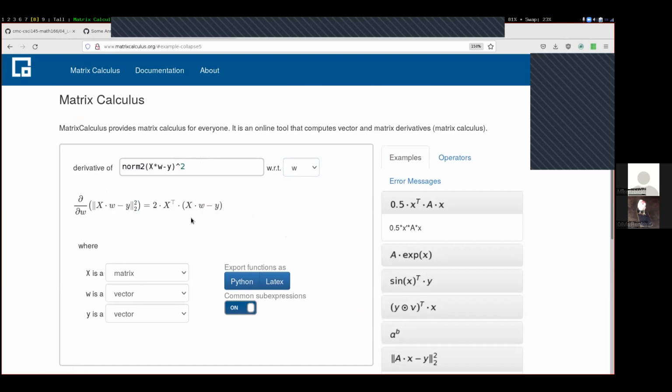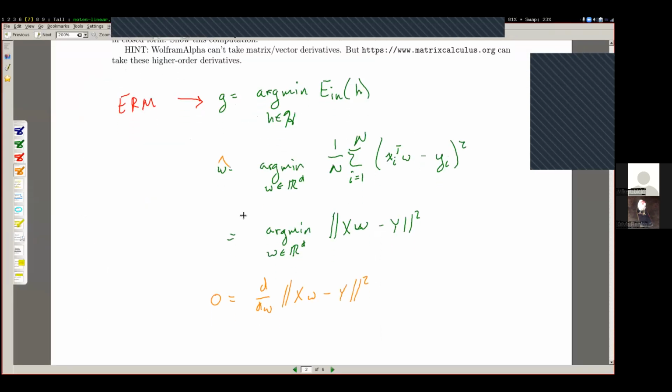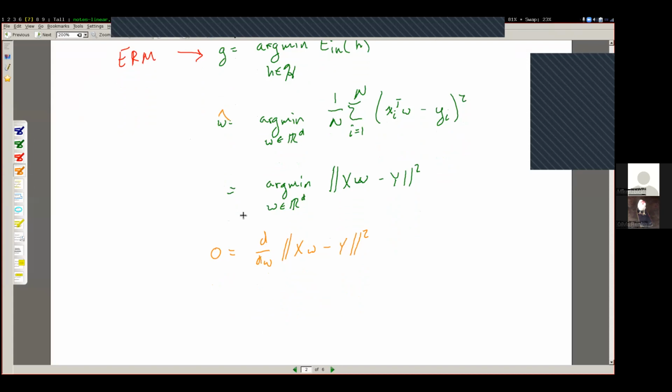If you were doing this by hand, it's basically the same as if all of these were individual scalars, but then you just have to make the transposes line up right to make things well-defined. So this is our derivative. And come back over here. Make sure that I get this written right, it is 2 X transpose times Xw minus y, like that.